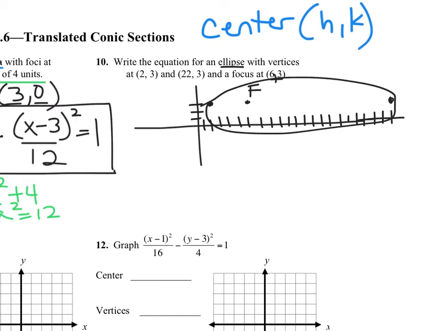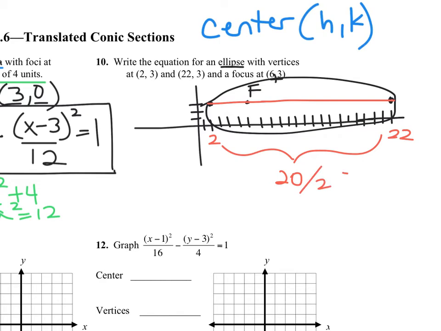Well, let's first start by finding the center of this thing. If I'm starting at 2 and I'm going to 22, then the distance is 20, which means half of that is 10. So I'm going to count from 2 a distance of 10 more than 2. So that would be out here at 12. 1, 2, 3, 4, 5, 6, 7, 8, 9, 10. So there's the center. That center is at (12, 3).